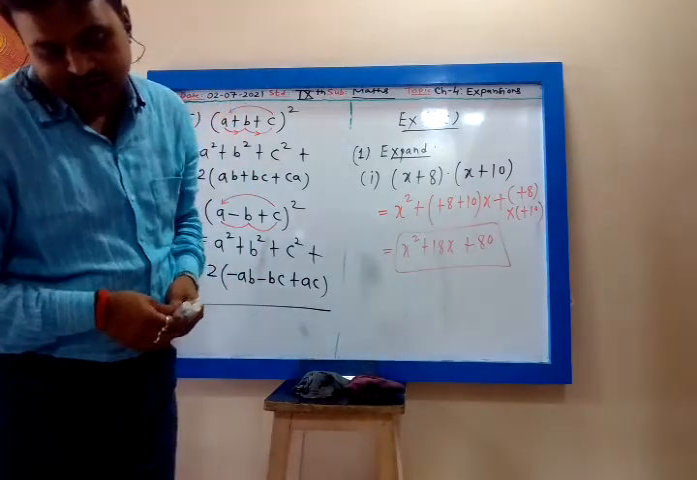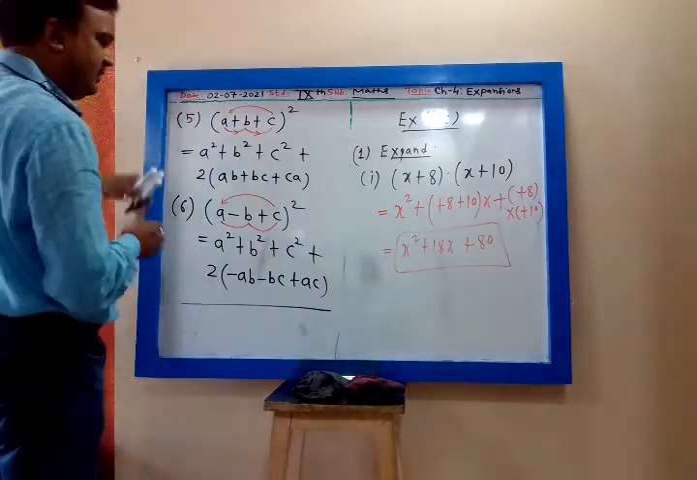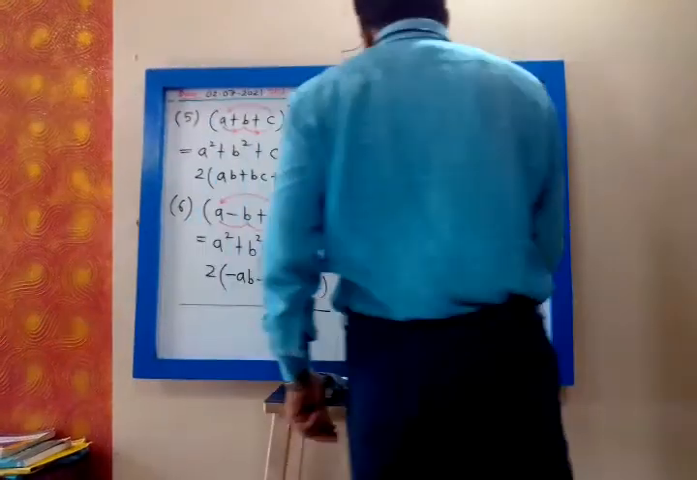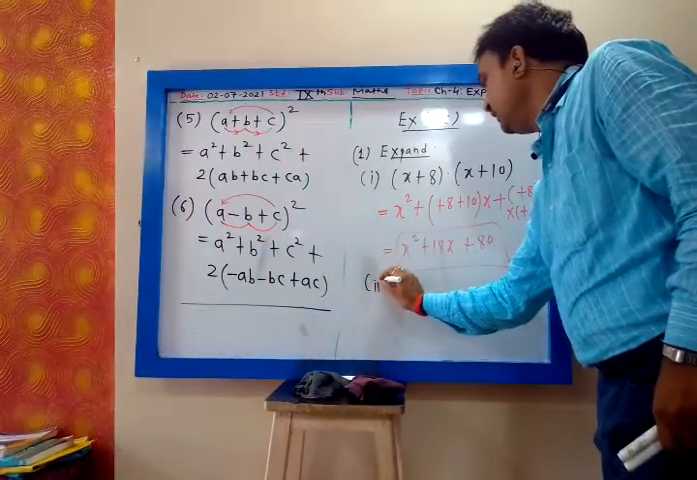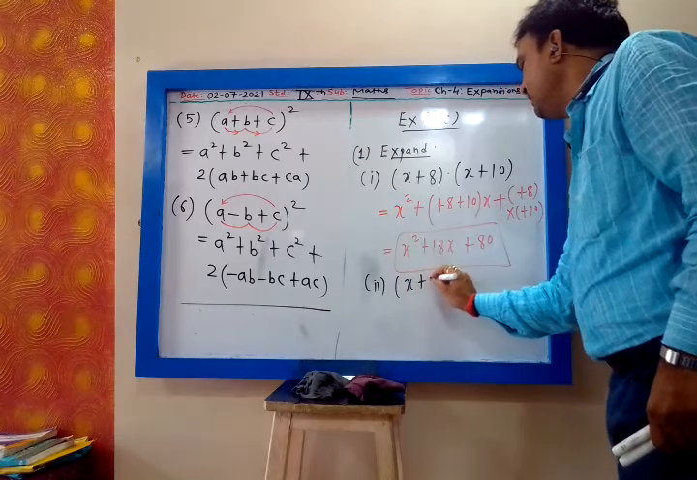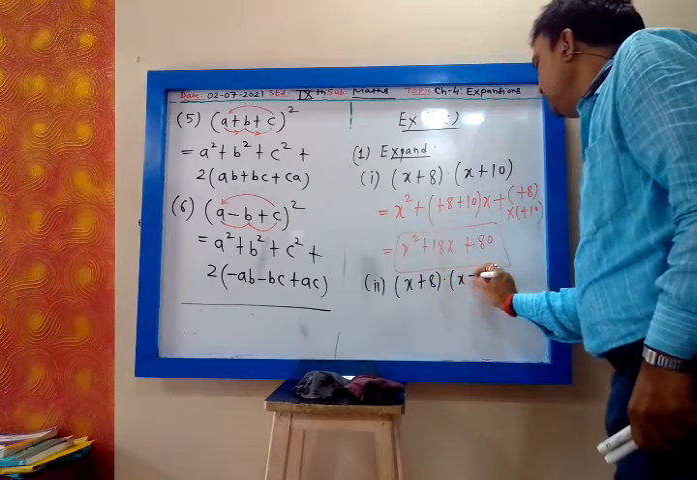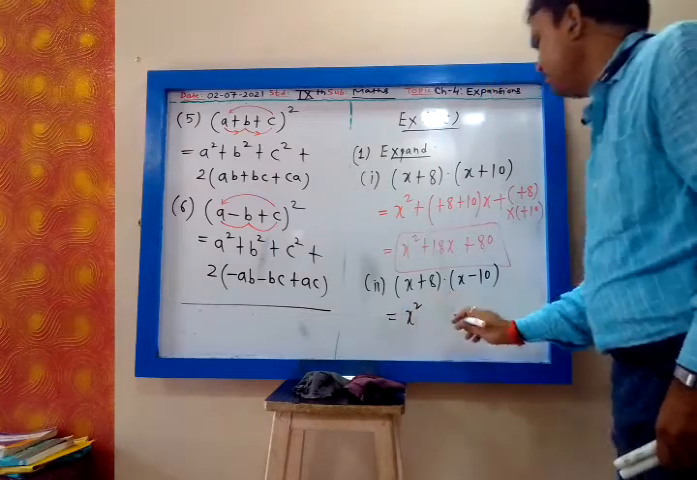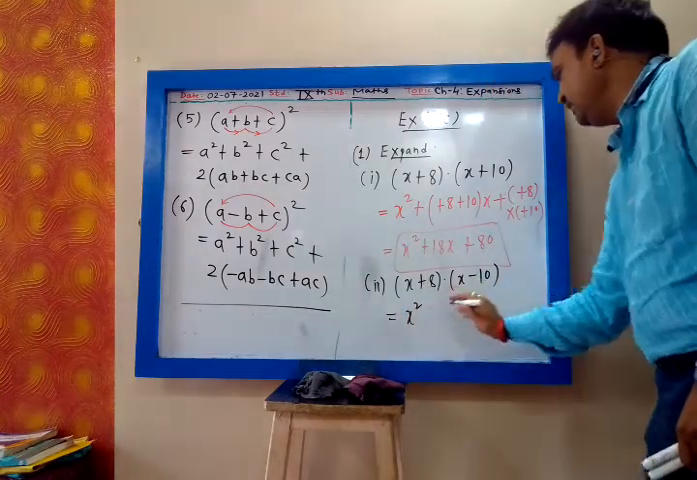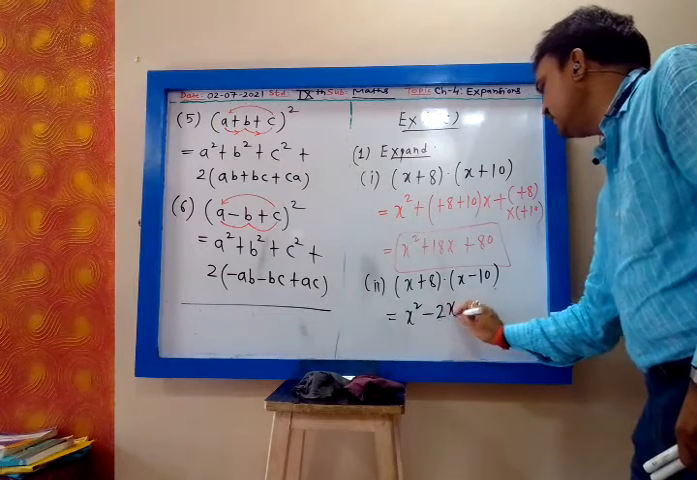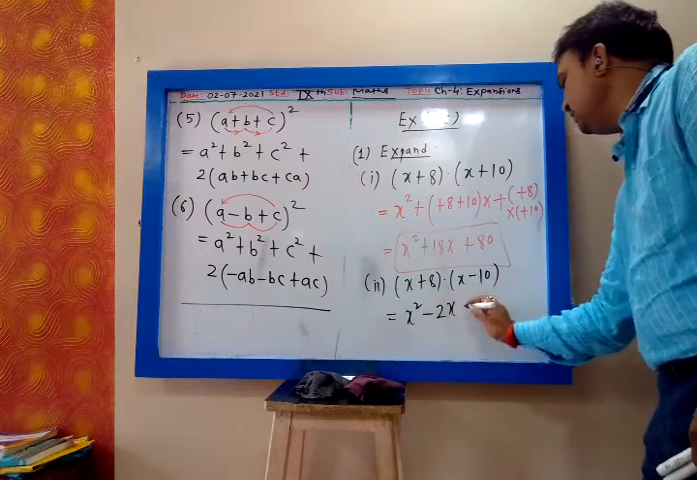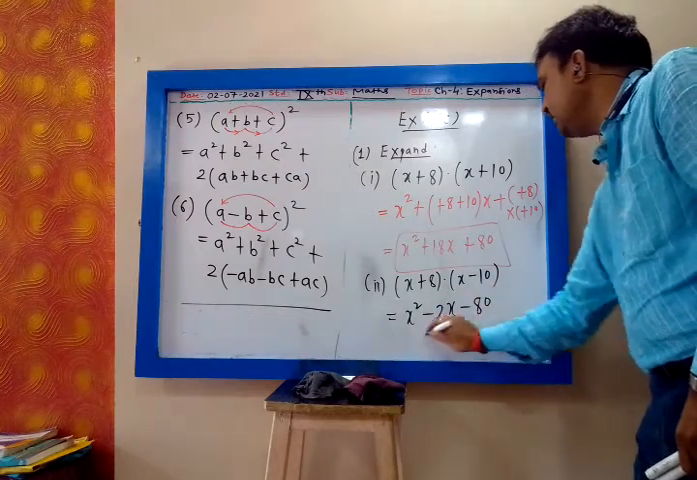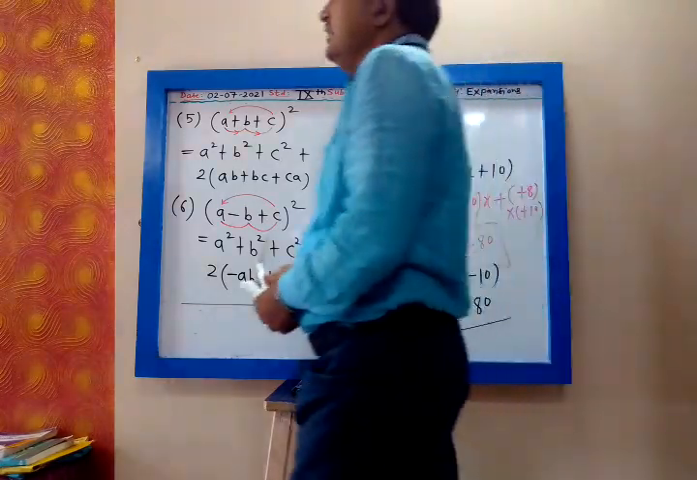Second, it is (x plus 8) into (x minus 10). You can directly write down the answer. That is x into x, x square. Plus 8 minus 10 will be minus 2, minus 2x. Plus 8 into minus 10 will be minus 80. This is the answer. So you directly write down the answer.